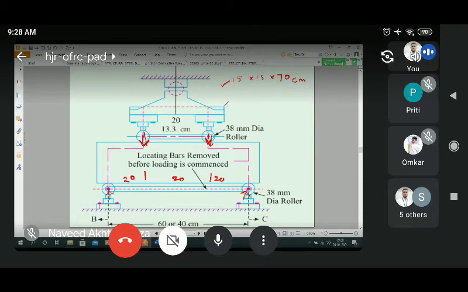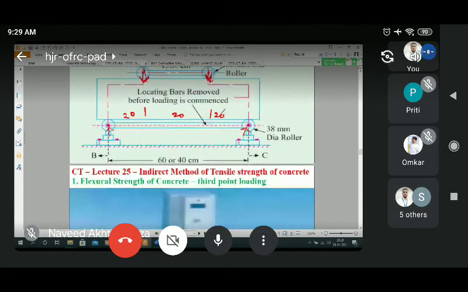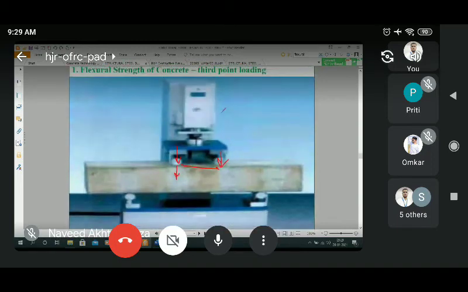And if you are going for the nominal maximum size of 20 mm, then you can make a beam mold of 10 by 10 by 50 centimeter or 100 by 100 by 500 mm. In that case, the L by D is 13.3. Okay, so this is the arrangement of your third point loading method to know the flexural strength of your concrete. This attachment you can see on the machine directly. These are the supports, and the distance between the supports is 600 mm.